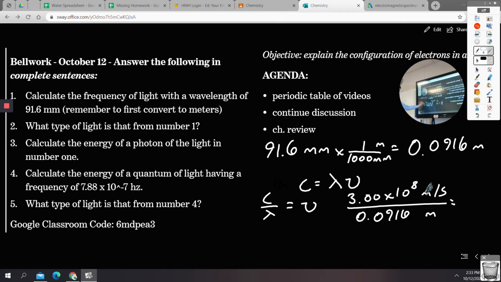The meters are going to cancel out, tempting us to say the answer will be in seconds, but seconds is still in the denominator, so we end up with our answer 1 over second, which is equal to hertz. And the answer numerically is what? 3.275 times 10 to the 10.